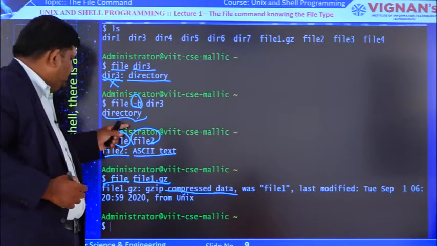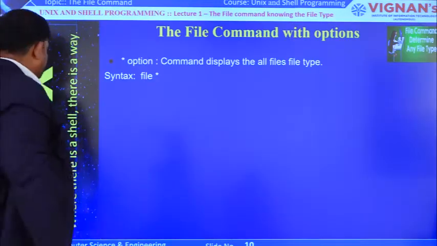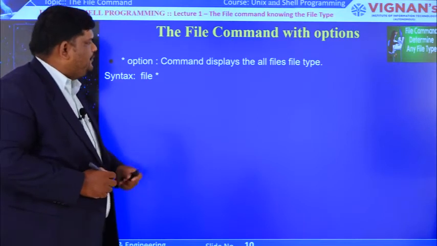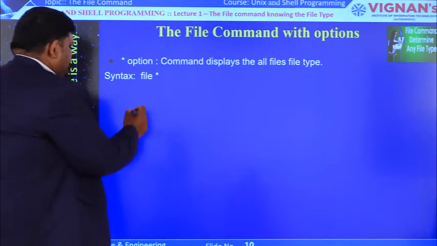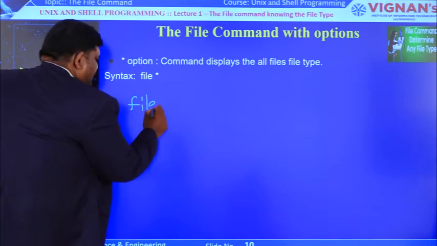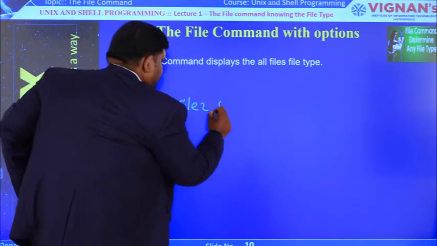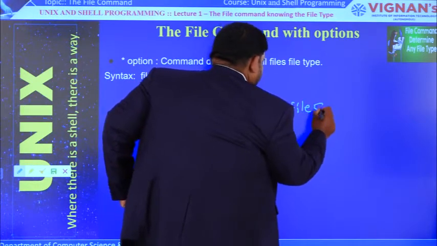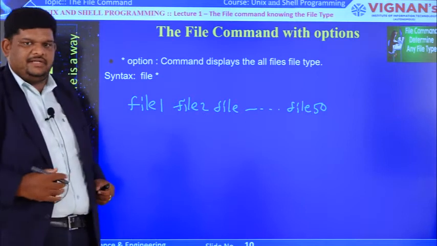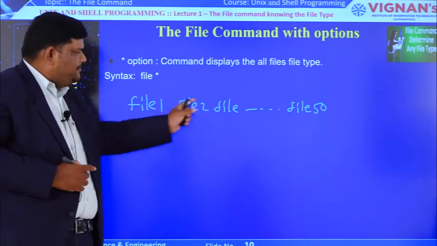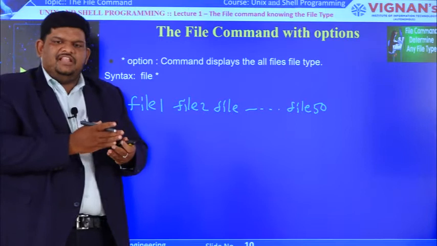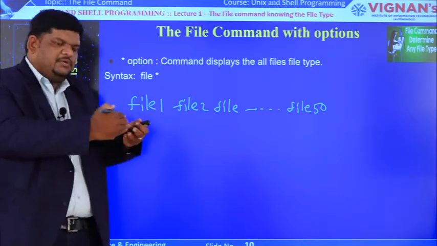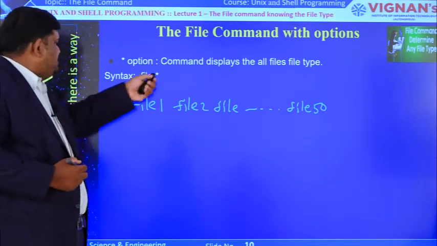If we give option b, straight away it will give the file type. Now the star option. The star option means the command displays the file types of all files. For example, in my current directory I have file1, file2, file3 and so on up to file50. That means 50 files are there in my present directory. If you want to know all 50 file types, there is no need to give file space file1, file space file2 and so on. That means no need to type 50 times. For that we are using the star option.